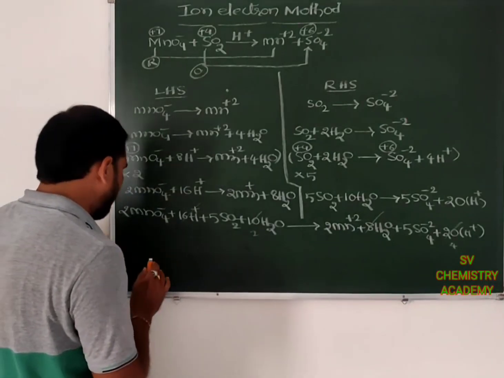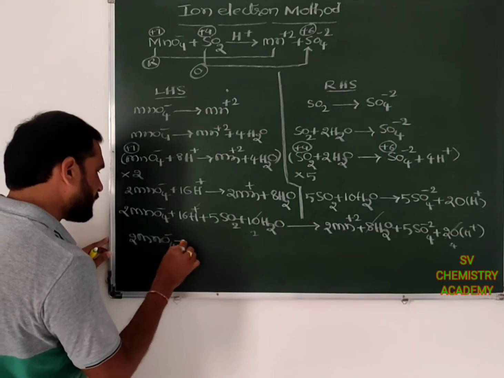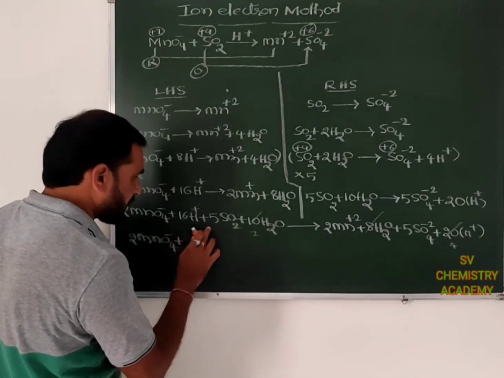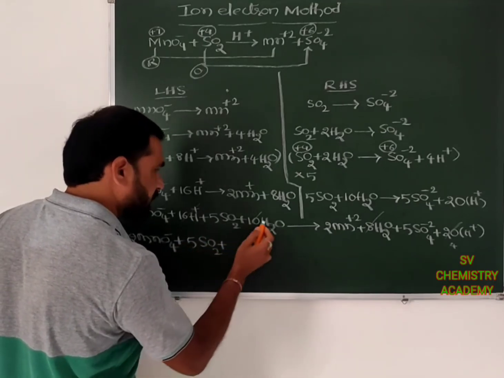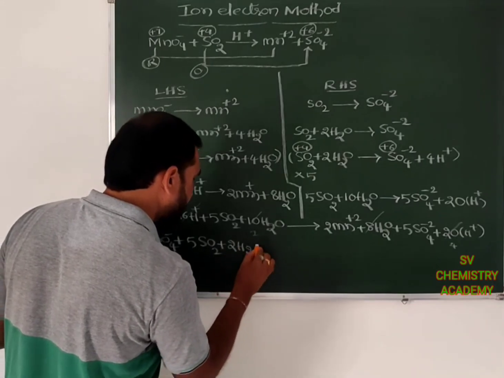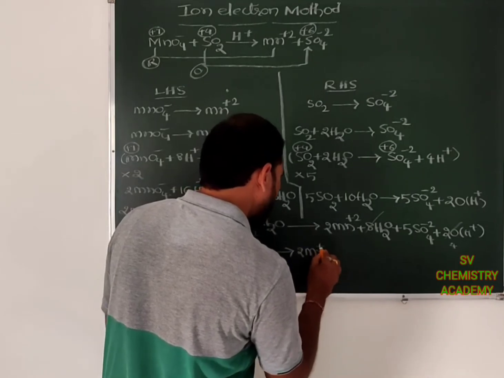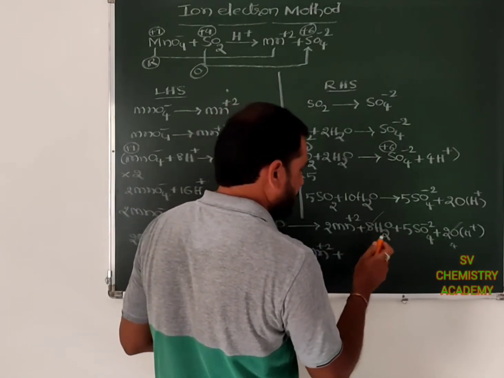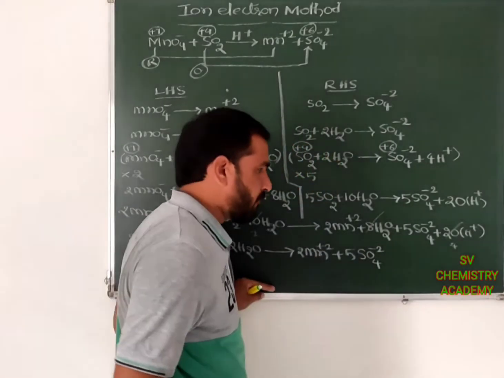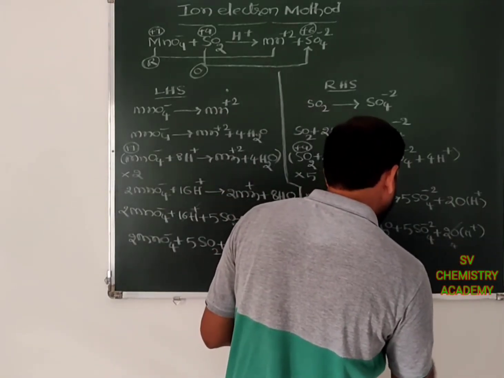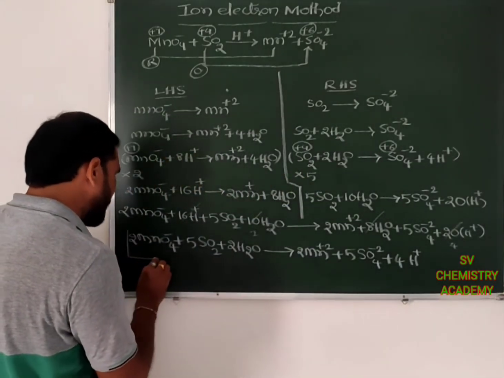Then the final reaction, that is 2 MnO4 minus plus, here there is no H plus ions, fully cancelled, 5 SO2 plus 2 H2O, right, gives rise to 2 Mn plus 2, right, plus 8 H2O cancel here, 5 SO4 minus 2, okay, then here 4 moles of H plus. So this is the last balanced equation.